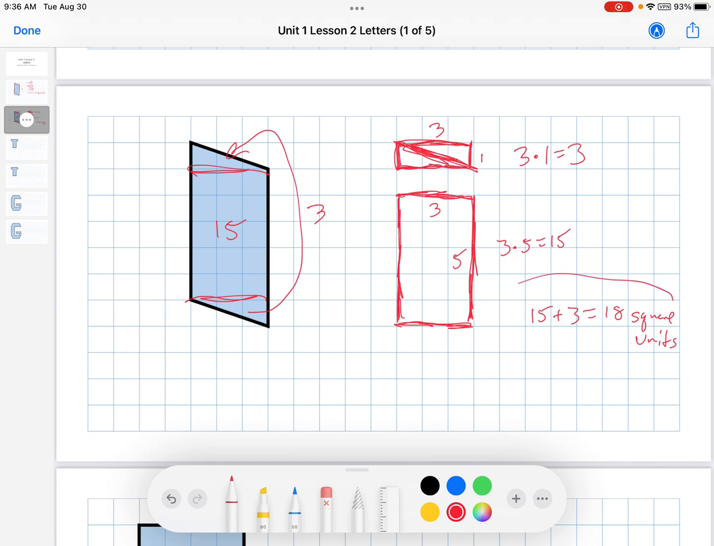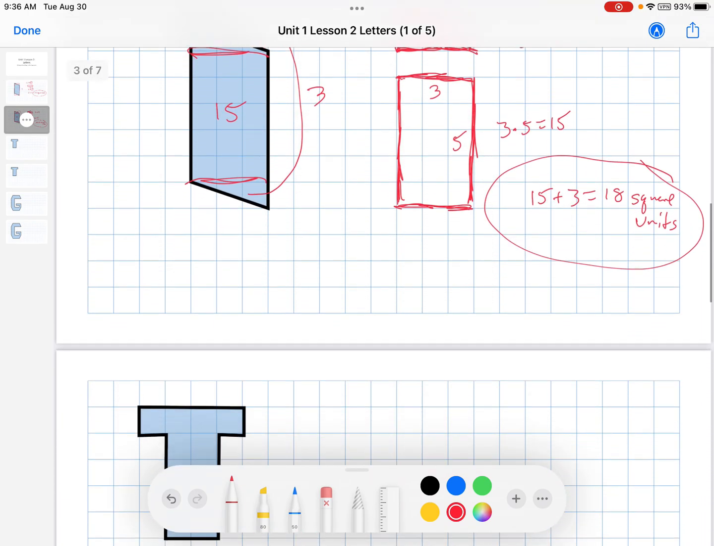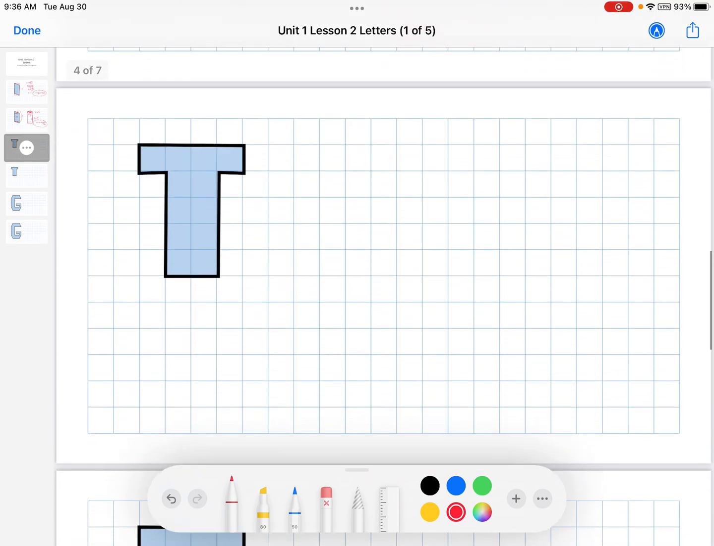When I figured out the area this way, it was 18 square units. When I figured out the area this way, it was 18 square units. Both methods are correct. You may use either one. As long as you do them correctly, your answer will be the same as if you did it a different way. All right, let's try that again.